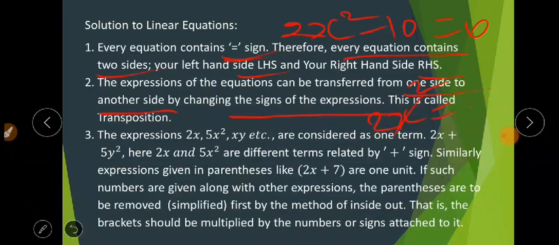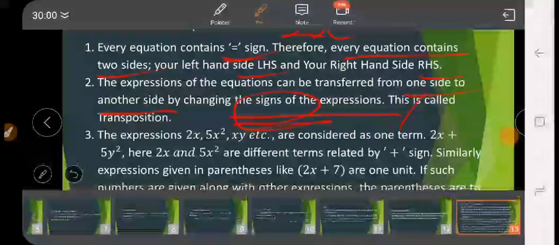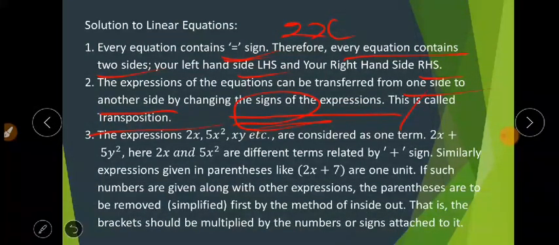That is, the expression of the equations can be transferred from one side to another side by changing the sign of expression. We're going to change the sign. That's why that process is termed as transposition. The process of changing the sign while shifting the equations from one side to another side is termed as transposition.